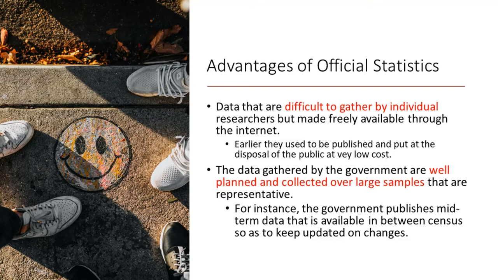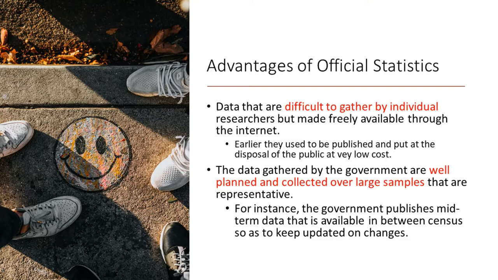Data usually are difficult to gather by individual researchers, but official statistics are data which are easily and freely available through the internet. Earlier, they used to be published and put at the disposal of the public at a very low cost as hard copies. Now everything is available very freely as open source on government websites and in many other places. So we have the data gathered by the government, well planned and collected over large samples that are representative. And that's what makes the value of official statistics.